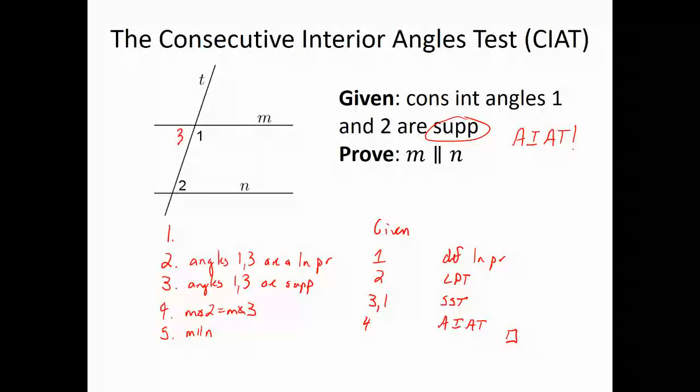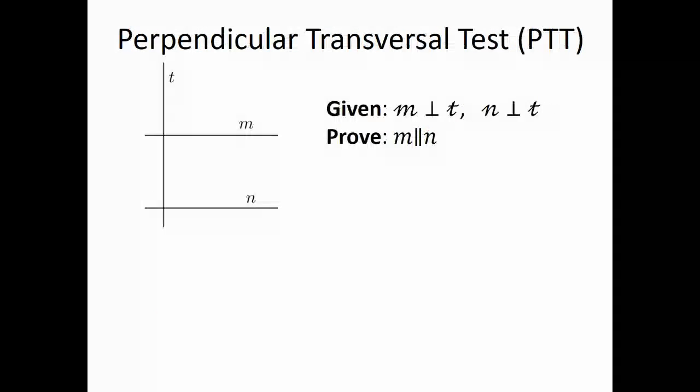Sometimes I put little boxes after the end of the proof. As I think I noted previously, all that simply means is that the proof is done. All right, so let's consider the proof of the perpendicular transversal test, which says that if we've got 2 lines cut by a transversal, that's the universal situation here, and that transversal is perpendicular to each of those 2 lines, then the lines must be parallel.